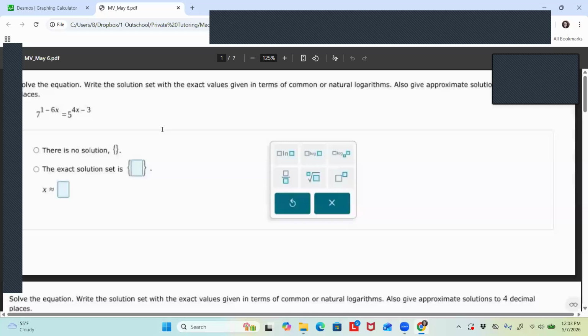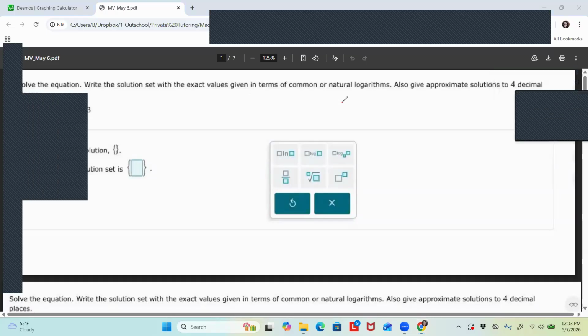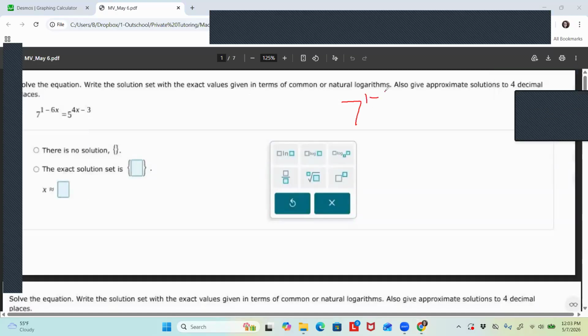All right, solve the equation, write the solution set with the exact values given in terms of common or natural log, also given a decimal approximation. Okay. All right, so we have 7 to the power 1 minus 6x equals 5 to the power 4x minus 3.